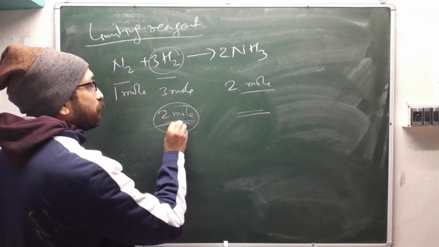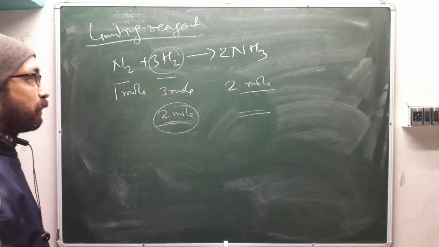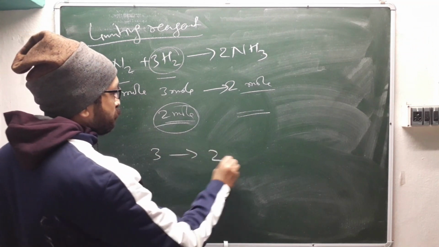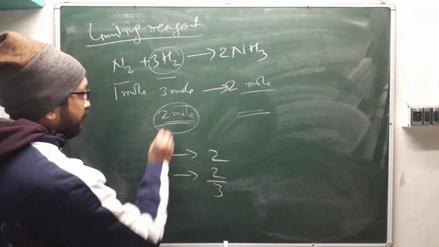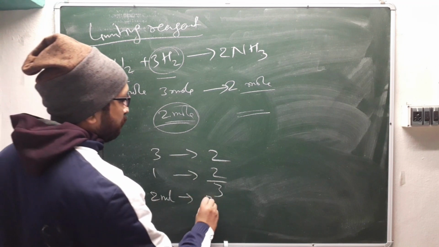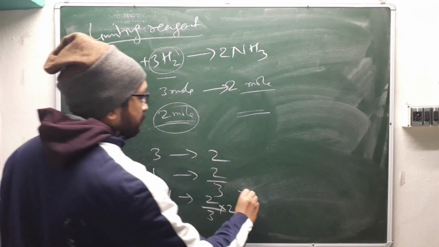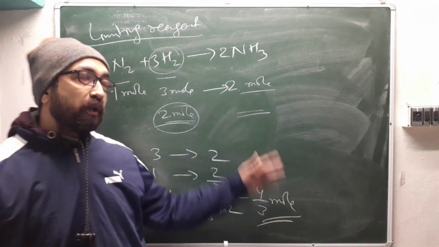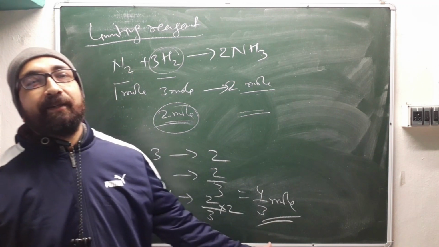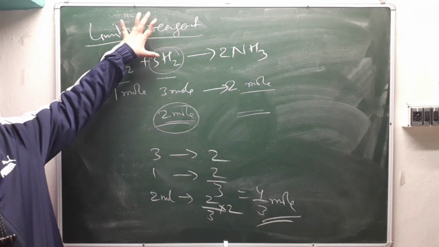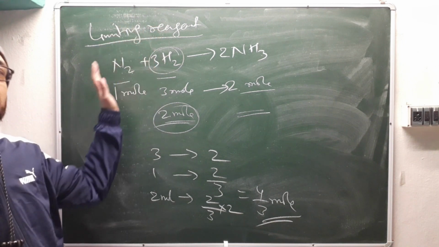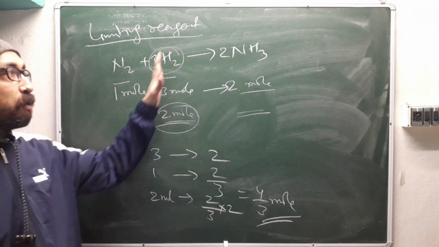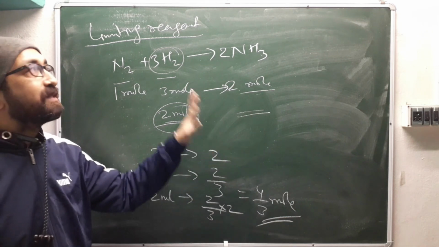If you have only 2 moles, then how much ammonia will be generated? 3 moles gives 2 moles, so 1 mole will give 2/3. And you have 2 moles, so 2/3 into 2, that is 4/3 moles of ammonia you will get. Not 2 moles. You will get 4/3 moles of ammonia. So likewise you have to calculate. This is the role of the limiting reagent. Limiting reagent means one of the reactants will get over, and because of that your reaction will be limited.